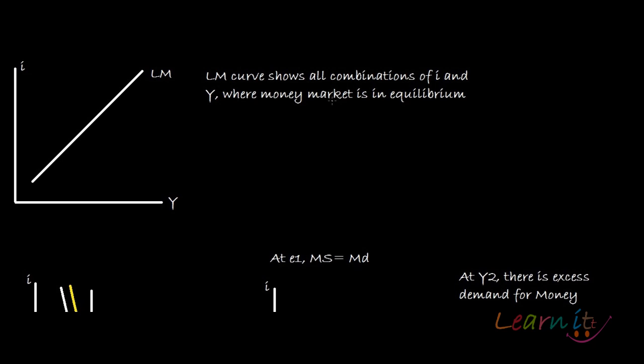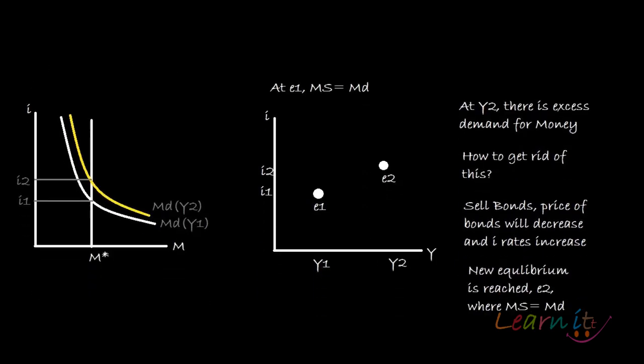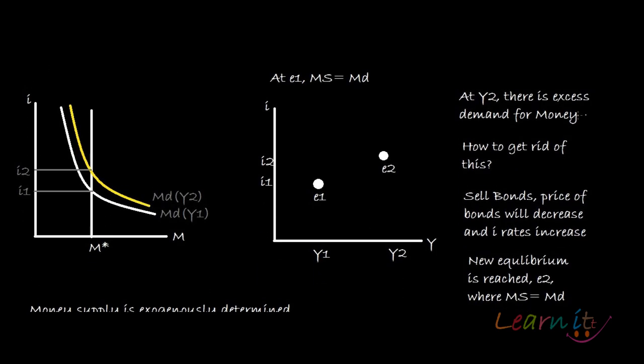The LM curve shows all combinations of interest rates and output where the money market is in equilibrium. How do you get this kind of curve? We'll just derive this, and let's see the story behind it. This is your money supply curve. Money supply is given to you. It is controlled by the Federal Reserve Bank or central bank, and this is the given level of money supply.